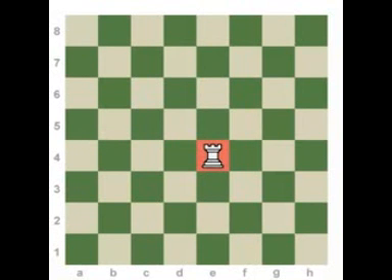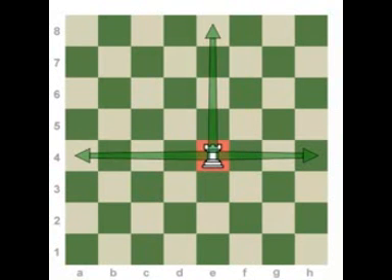Here we see a rook on e4, and we learn that the rook is a powerful piece that moves along the straight lines of a chessboard. The straight lines, we already learned, are the ranks and the files. A rook can move in one direction at one time on a rank or a file. So in this position, the rook has the option to move to any square along the E file and any square along the 4th rank.